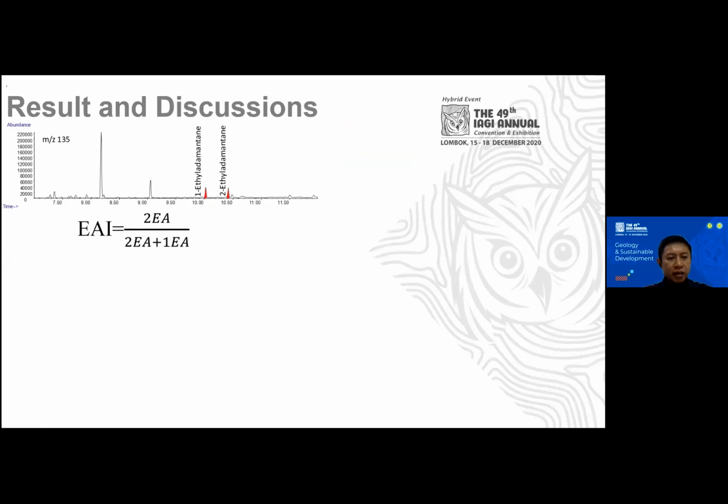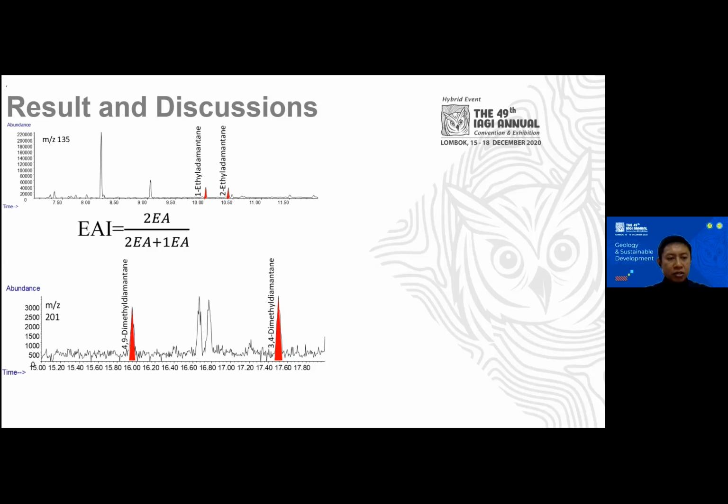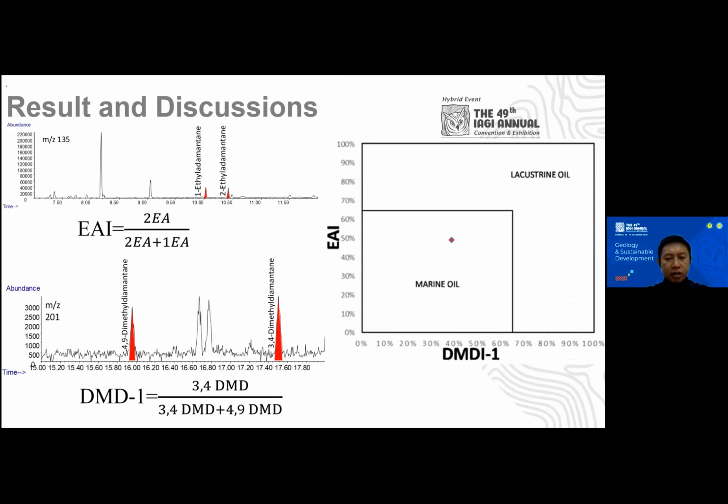The ethyl adamantane ratio can be used to distinguish different facies. However, it is limited to oil window maturity, making it not applicable to high maturity samples such as the condensate in this research. However, Li in 2006 combined the ethyl adamantane ratio with the dimethyl diamantane ratio to distinguish lacustrine and marine oil from Tarim Basin in China. If we plot our sample in the diagram, then the condensate sample is classified as marine oil.